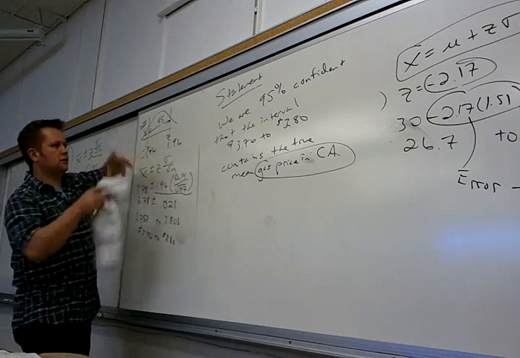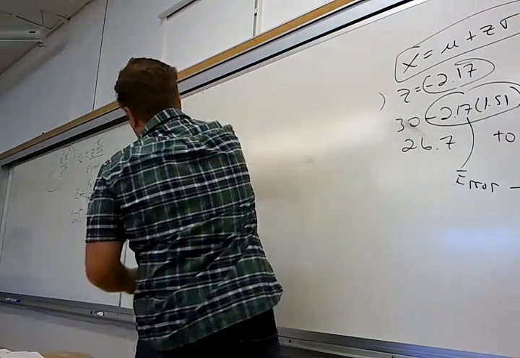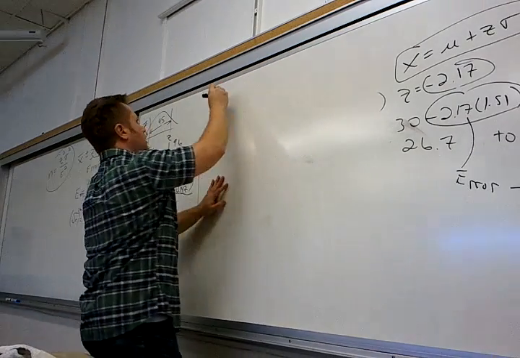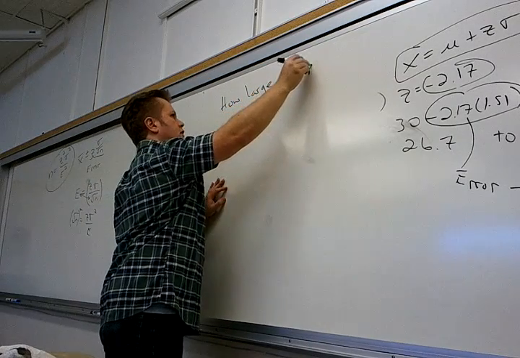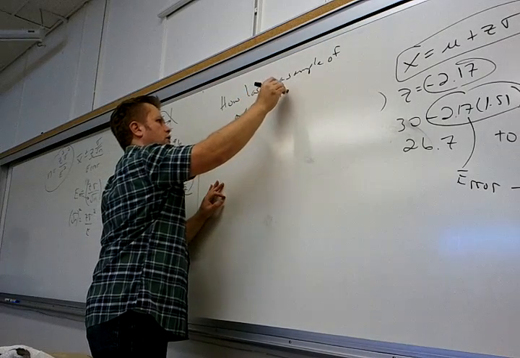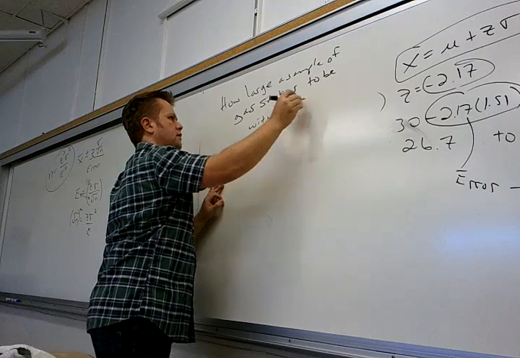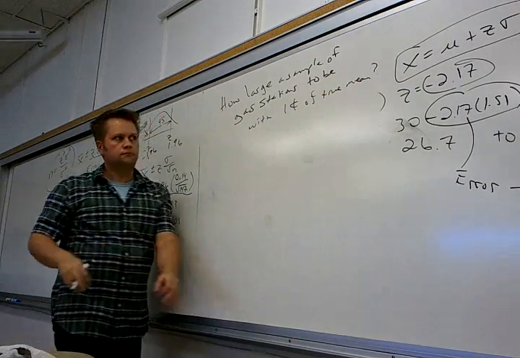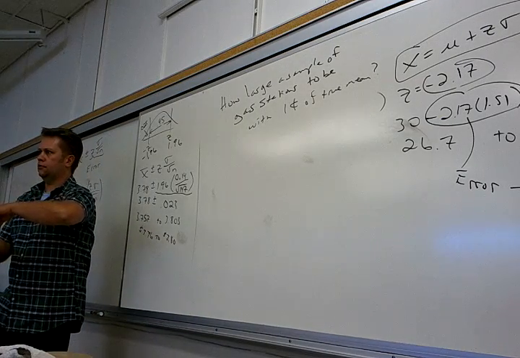Let's do an example. Let's do the same setup here. How far off were we on this one? We were 2 cents off, right? Let's say I want to be 1 cent off. How large of a sample of gas stations would we need to be within 1 cent of the true mean? And that actually is exactly the same wording you'll see in the homework on this problem here.